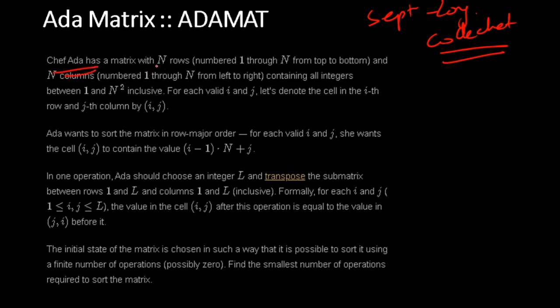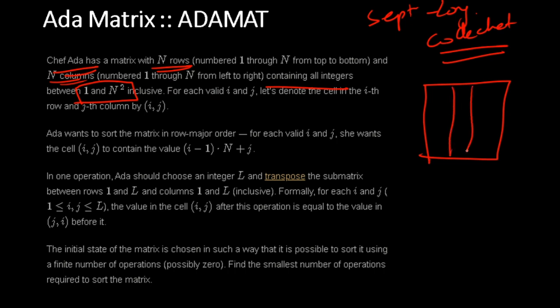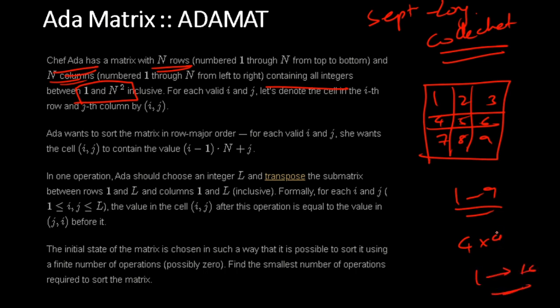Chef Ada has a matrix with n rows and n columns containing all integers between 1 and n square inclusive. What this means is if you are given a 3 by 3 matrix, this matrix will have all the elements from 1 through 9. If you are given a 4 by 4 matrix, 1 through 16, so on and so forth. Ada wants to sort this matrix in a row major order.